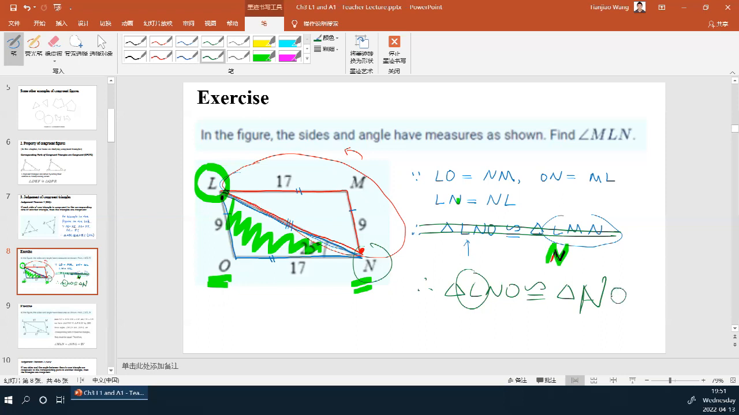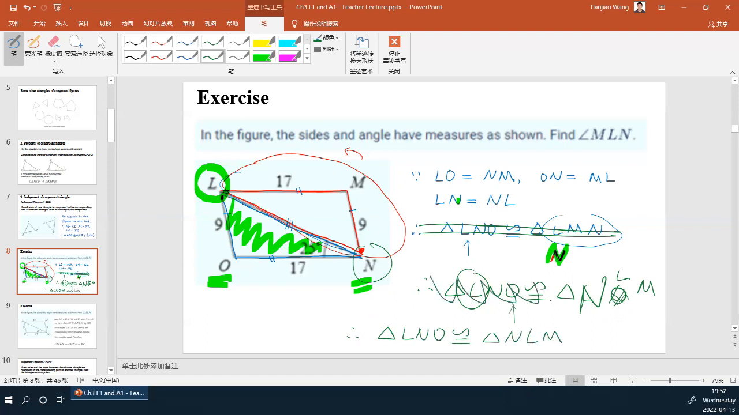Why is it O? No, this point must be in the red triangle. N. O. M. Should be L, right? Can you see that? Yeah. How about O? O is corresponding to which vertex in the red triangle? M. M, right? So we should write triangle LNO is congruent to triangle NLM.